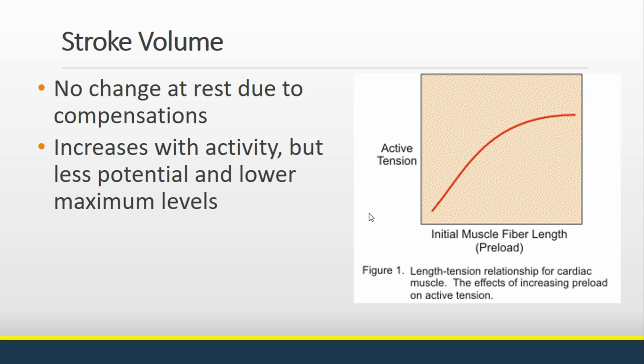Now, the downside of that is we're using some of our reserves, some of our ability to respond when we might need to during exercise. So we don't have that when we start exercising. What happens to stroke volume when we start exercising or doing activity? It will increase, as we expect it to, just like a younger adult would. But the potential for a higher stroke volume is less, and we're going to have a lower stroke volume at our maximum level because of these changes.